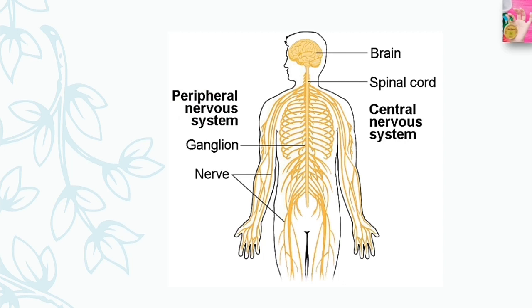Now, the peripheral nervous system consists of motor and sensory neurons, which transmit information to and from the central nervous system, and it consists of all those nerves that are outside the brain and spinal cord. A nerve is a bundle of neuron fibers that are routed together in the peripheral nervous system. So, without the peripheral nervous system, we would not be able to receive or process information from the brain.